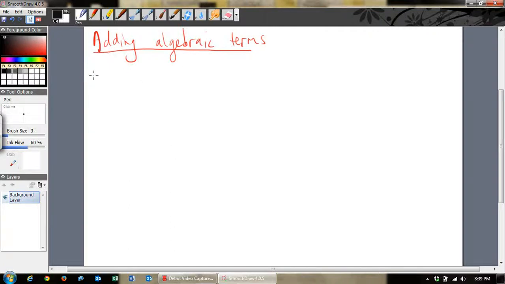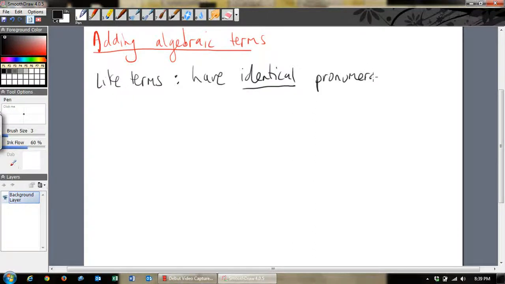Firstly, we need to talk about what like terms are, and you've probably seen this before, but I'll just explain it again. Like terms have identical pronumeral, so the letter, parts. Okay, so if you're looking at two terms, you have to look at the letters. If the letters are identical, then they're like terms, and we can only add and subtract. Remember, adding and subtracting are the same things, but just in a different way. Only add and subtract like terms.